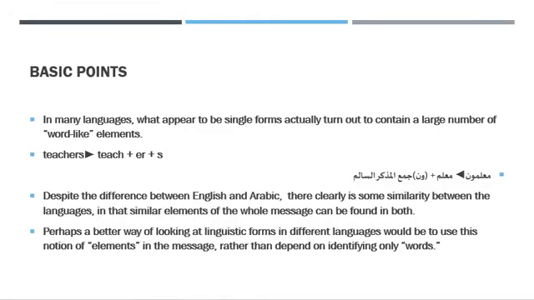Basic points related to morphology. In many languages, what appears to be a single form actually turns out to contain a large number of elements. What do you mean by that? That a word in itself can be the smallest unit element in a sentence, or it could consist of two or more elements. For example, the word teachers, you see it? It consists of teach plus er plus s. Each one of these is going to be called word-like elements.